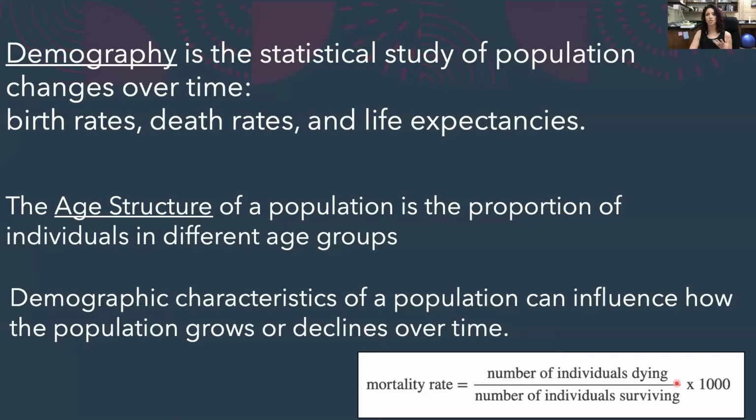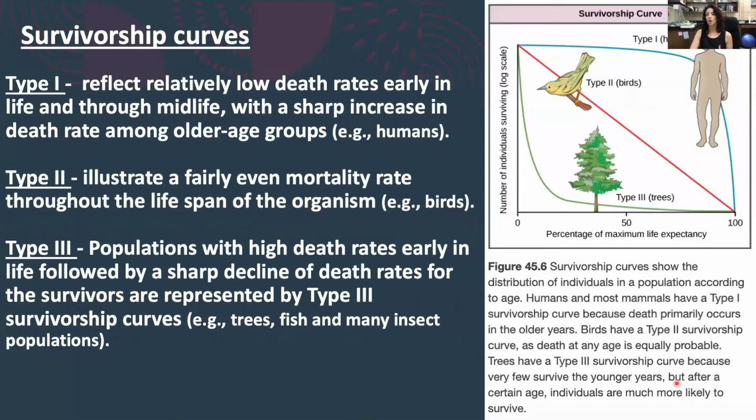So let's talk about survivorship and mortality. We have three different types of survivorship curves that are characterized by different types of animals. So type 1 reflects relatively low death rates early in life and through midlife, with a sharp increase in death rate among older age groups. So this type of survivorship curve is what characterizes human populations. We typically live longer, and the longer we live, the higher the chance of us perishing.